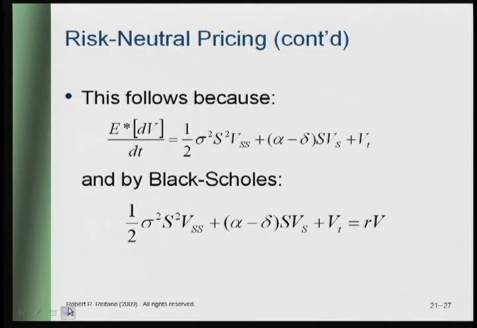And that's simply because we have an expression for the risk-neutral dV, and that's the drift coefficient in the process. And the Black-Scholes equation says that that drift is equal to rV.